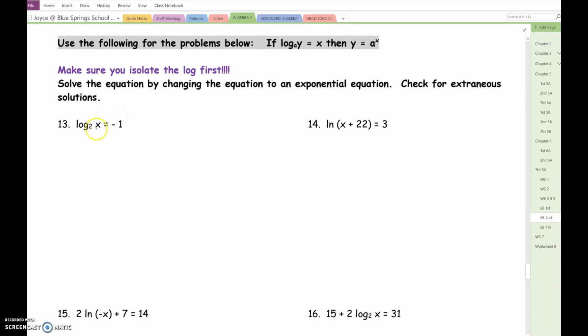X is stuck inside the log. This is not log base 2 times x. This is log base 2 of x. X is inside the log, so you can't divide it away. You have to change forms to get rid of it. Start at your base and woo!